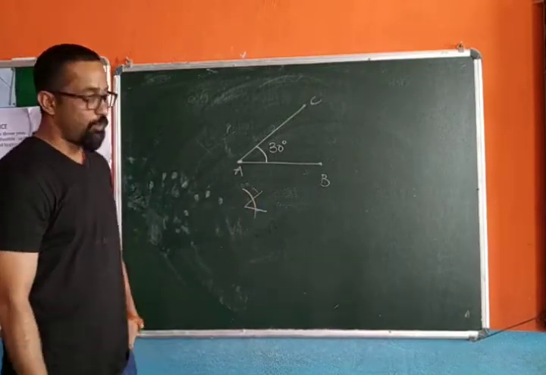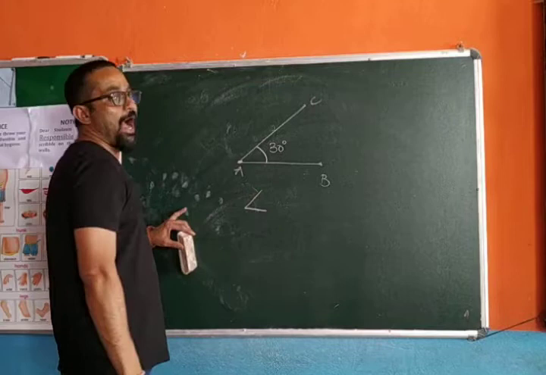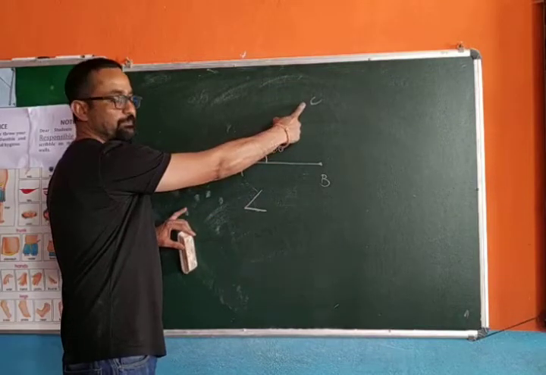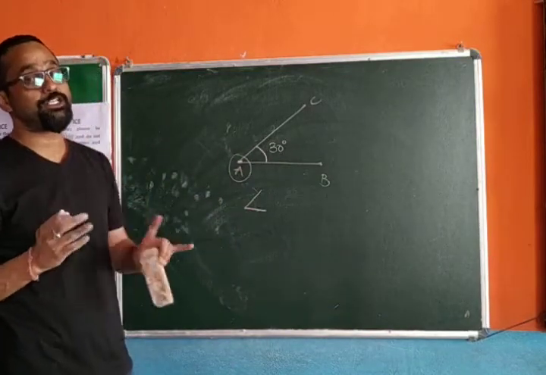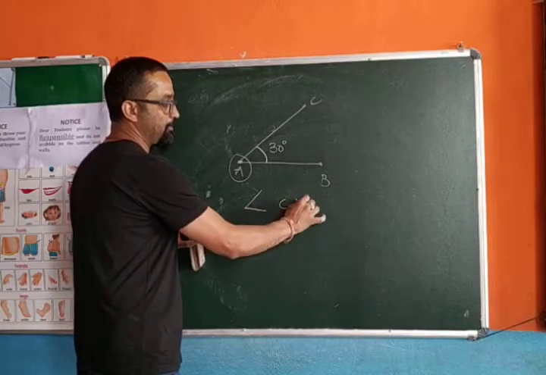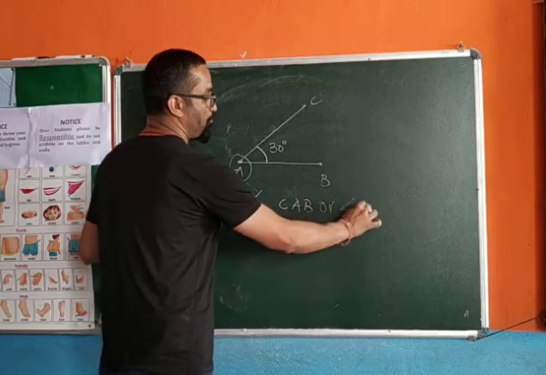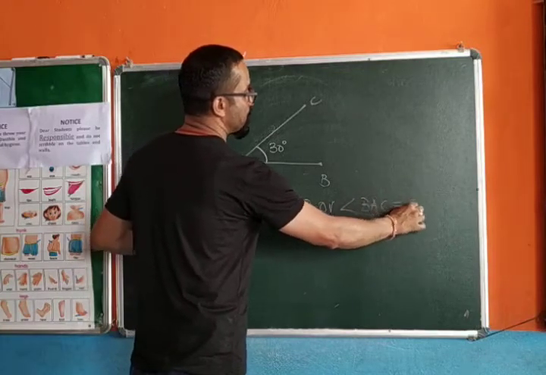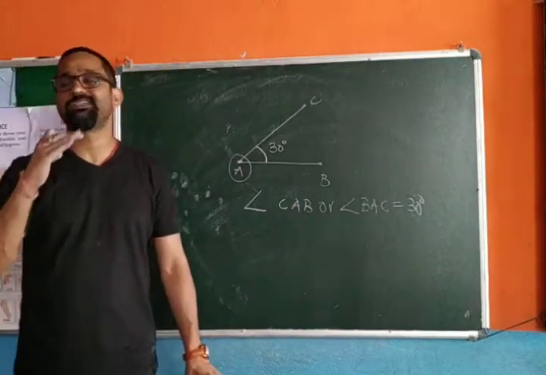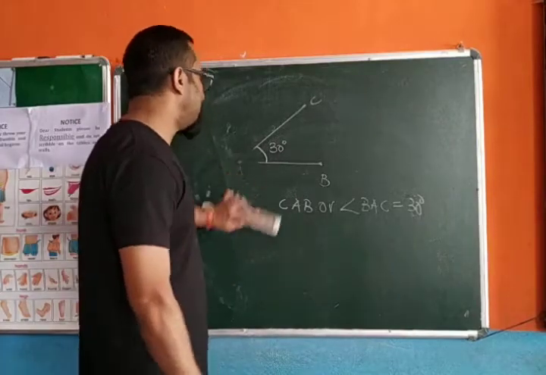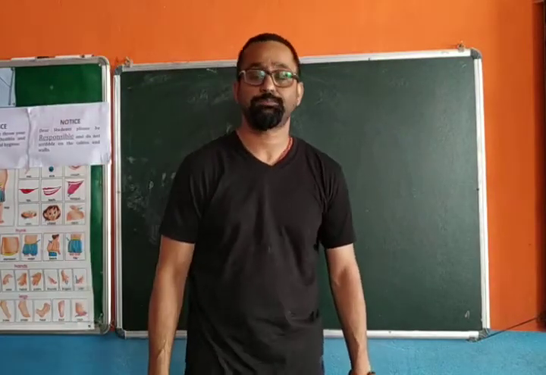And when you write or represent an angle, you put the symbol. Either you can start from C, A, B. This vertex has to be in the middle of the letters C, A, B, or you can write angle BAC equal to 30 degree. An angle whose measure is more than 0 but less than 90 degree is called an acute angle.